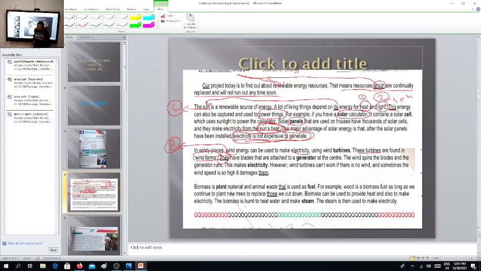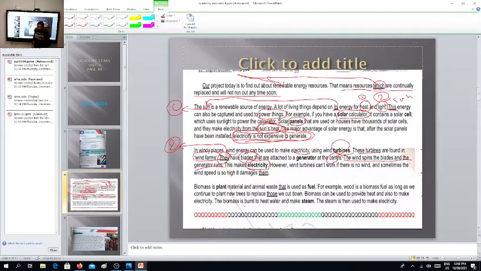The wind spins the blades and the generator runs. Now this is how the wind farms work, or the turbines work. So blades are attached to a generator at the center, and then when the wind starts spinning, these turbines start working. This makes electricity. So this is the procedure of making electricity using wind.